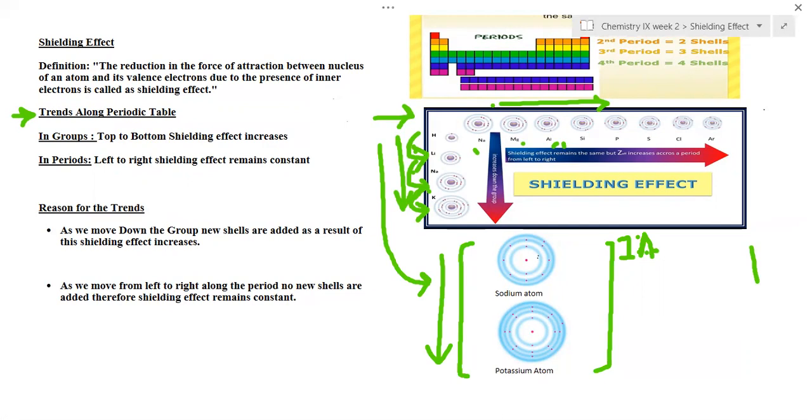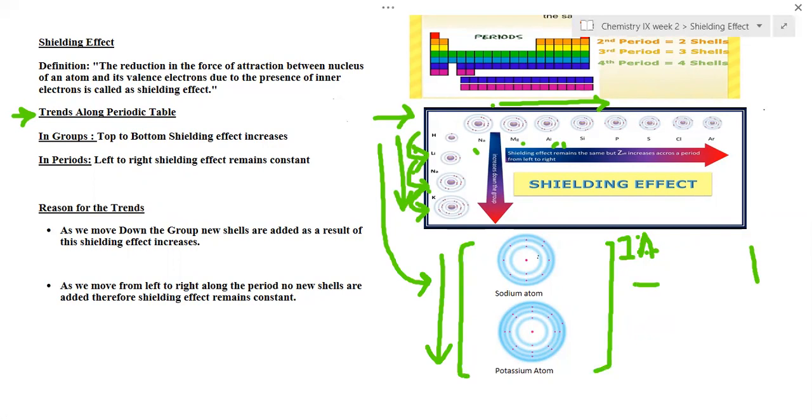If we see the number of shells the sodium atom has, and count the number of shells the potassium atom has, of course the shielding effect increases as we reach potassium. So you may come across questions in your paper or exams asking which of two atoms, sodium and potassium, or any two atoms from across the period or across the group, has more shielding effect and why.